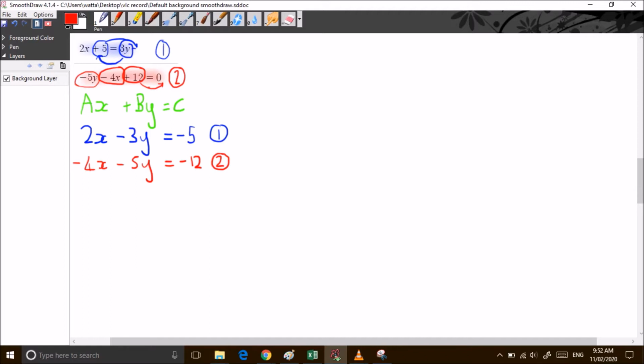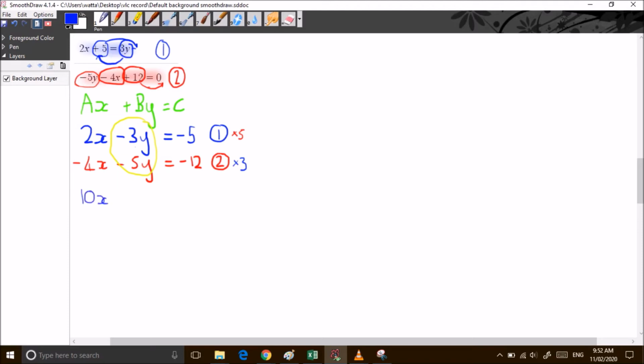Next, we're going to have to eliminate one variable. We could choose either x or y. I'm going to choose y here because it just doesn't matter. Since we have different numbers in front of the y's, we're going to have to do something to these two equations to make the number for y, the coefficient for y, the same. I'm going to multiply the first equation by the 5 that we see in the bottom equation, and I'll multiply the second equation by the 3 we see in the top equation.